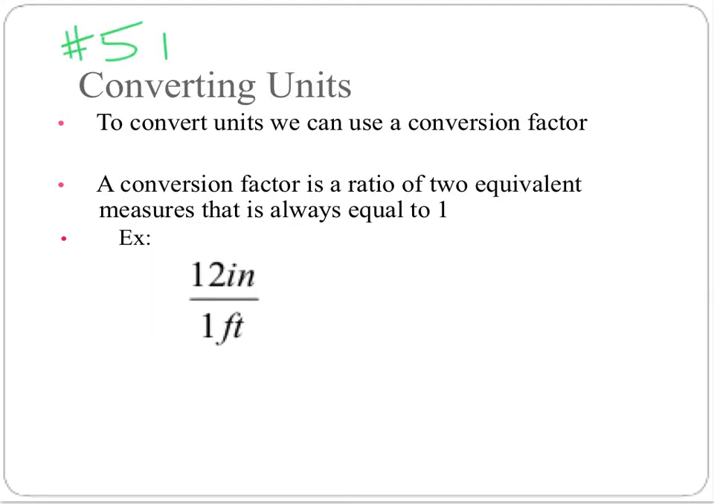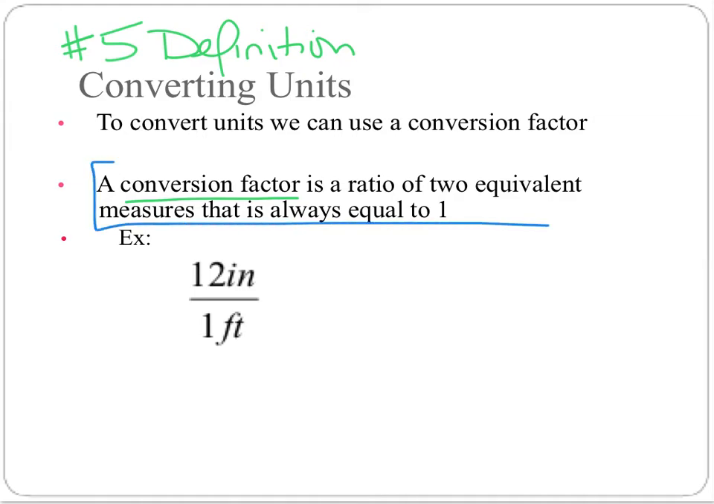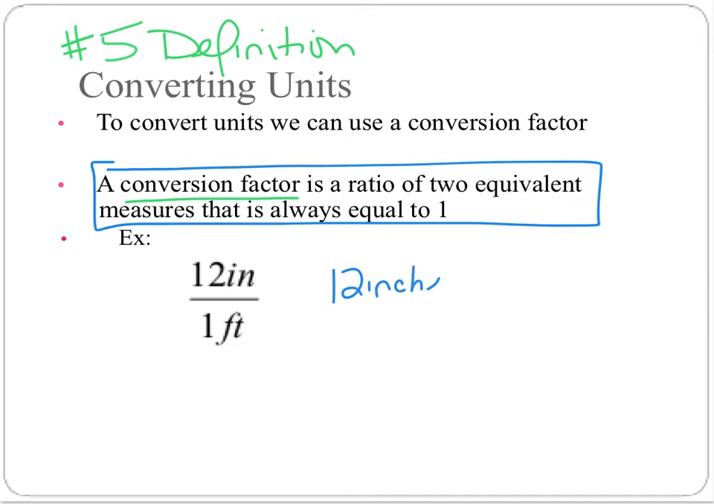Notes is a definition. Be careful here, because the definition I want you to use is conversion factor. The definition is conversion factor. And a conversion factor is a ratio of 2 equivalent measures that are always equal to 1. The example I have here is 12 inches to 1 foot. We know that 12 inches equals 1 foot. So we can put 12 inches over 1 foot as a conversion factor because it's equivalent to 1. It's the same thing top and bottom.